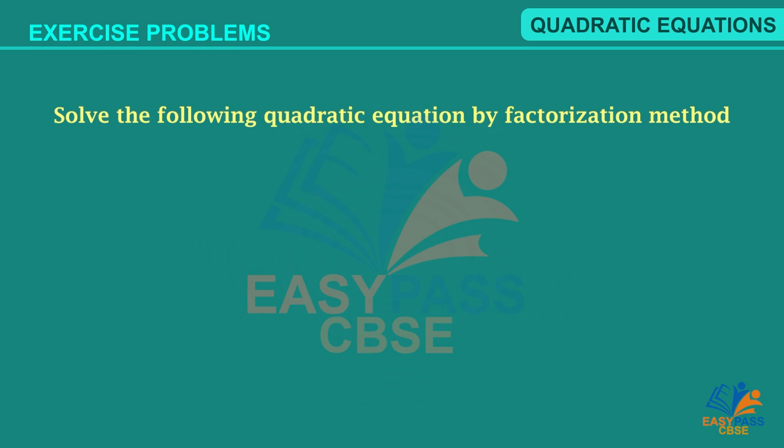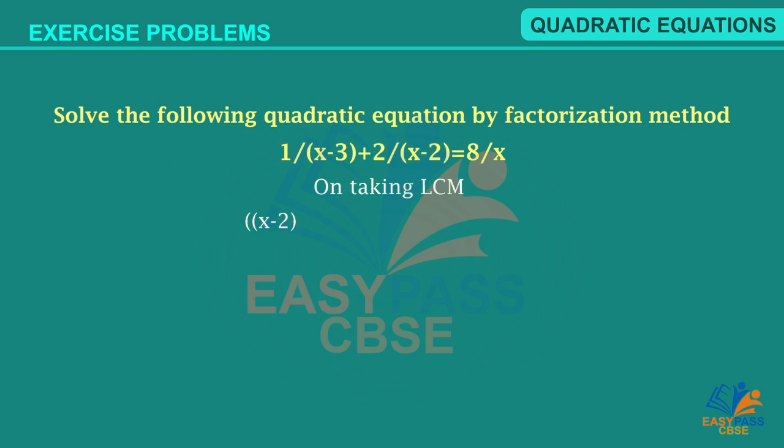Next, 1 over x minus 3 plus 2 over x minus 2 is equal to 8 over x. Take LCM, on the left hand side we have x minus 3 times x minus 2, and we have x minus 2 plus 2x minus 6 is equal to 8 over x. Or we have 3x minus 8 by x minus 3 times x minus 2 is equal to 8 over x.